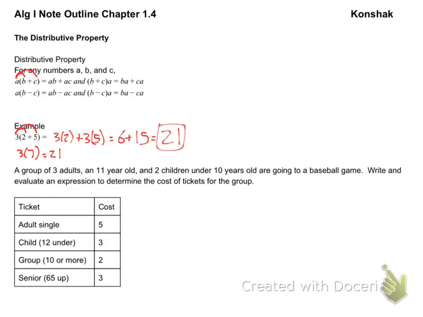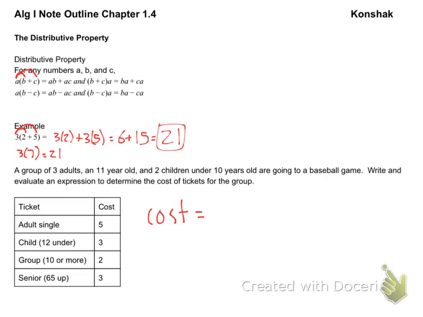So the next one is more of a word problem. It says a group of 3 adults, an 11-year-old, and 2 children under the age of 10 years old are going to a baseball game. Write and evaluate an expression to determine the cost of tickets for this group. We have what kind of person's ticket is going to be bought and its cost. So therefore, what's the expression? How do I write this? What's my cost going to be, essentially? I'm going to put cost equals what? What's my cost expression, aka now it's an equation because I have an equal sign.